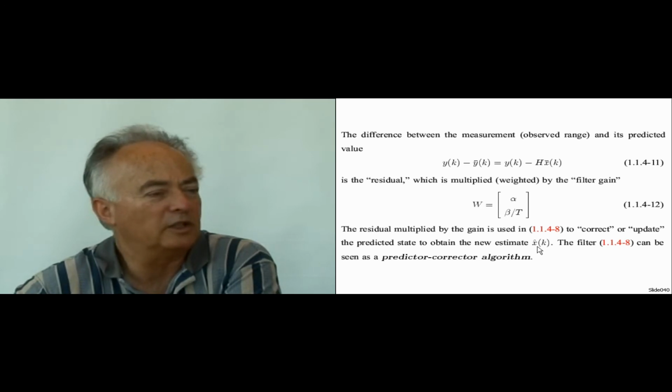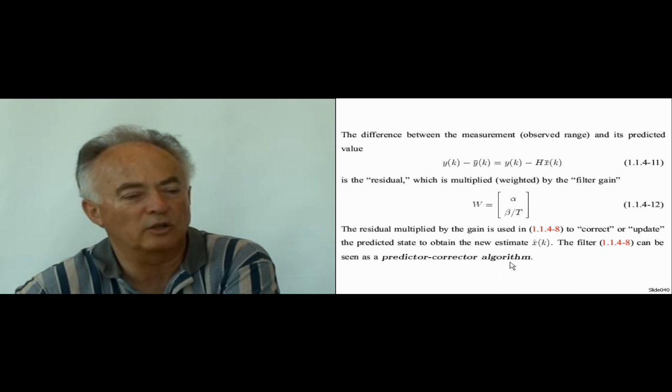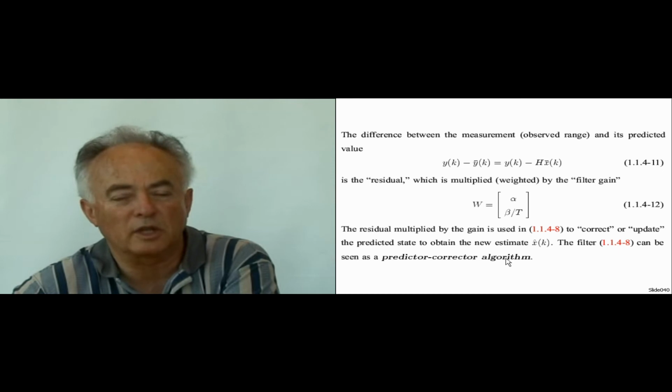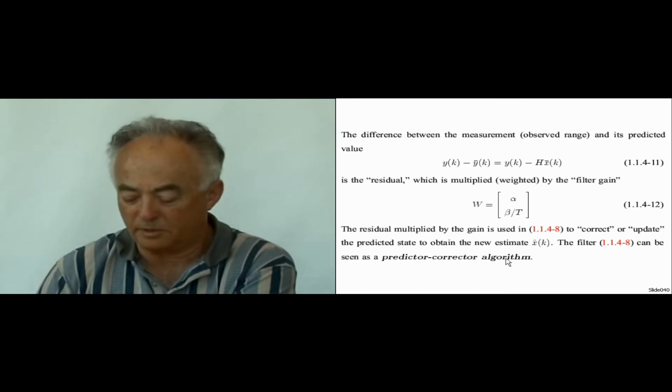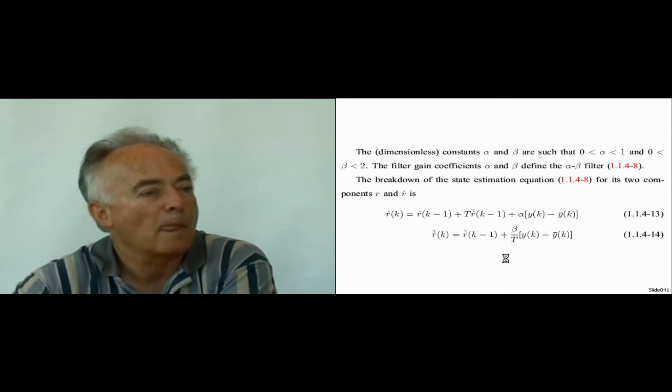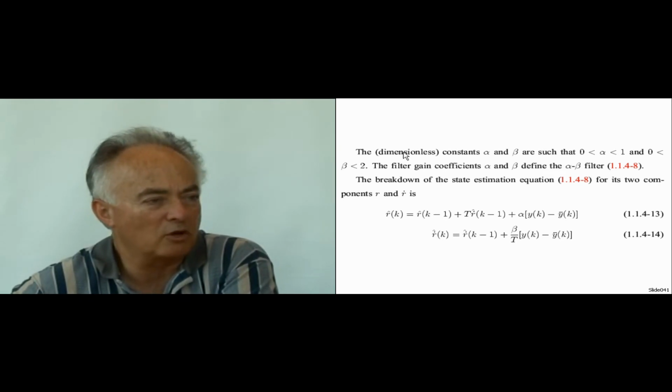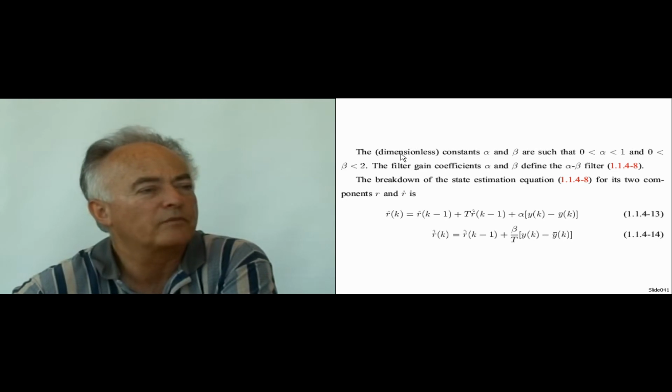So our filter really can be seen as a predictor-corrector algorithm. You predict, you correct. After you get a measurement, again you predict, and again you correct or update. Okay, these constants, alpha and beta, both are dimensionless, as indicated before, are such that alpha is between 0 and 1, and beta is between 0 and 2. And these are the two quantities which define the alpha-beta filter.